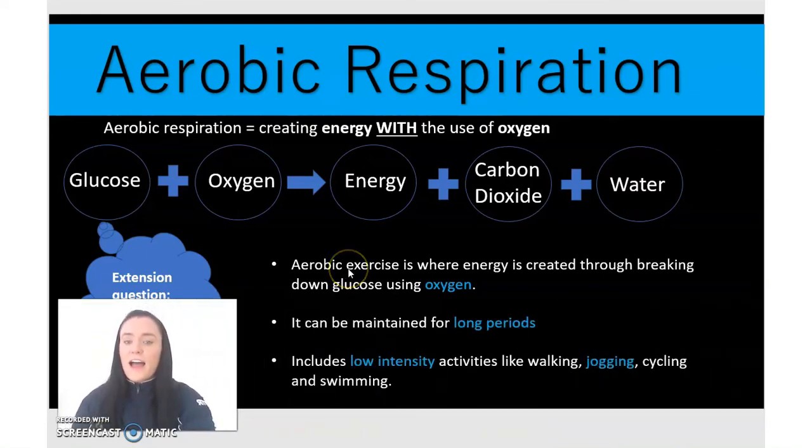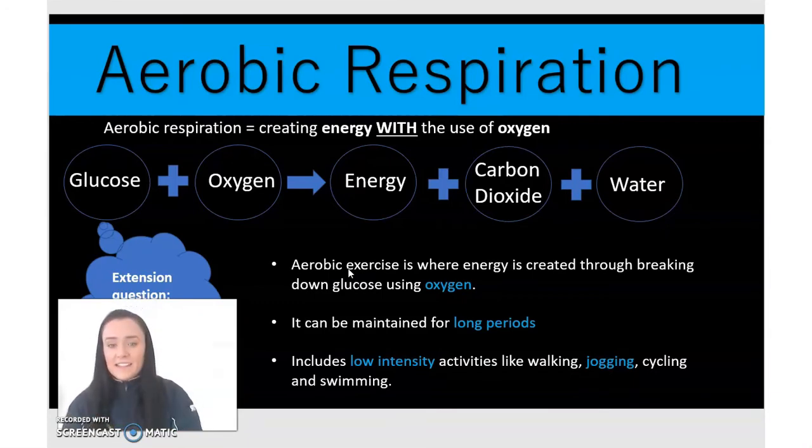Okay, so aerobic exercise is where energy is created through breaking down glucose using oxygen. So the oxygen really helps to break down the glucose that's in our food and turn it into energy. So aerobic exercise is exercise that can be maintained for a long period of time. So something really easy to think about is something like marathon running, because we know that a marathon takes at least 2 hours and a bit. Bonus points if anybody knows the world record for the marathon. There's a little research task for you.